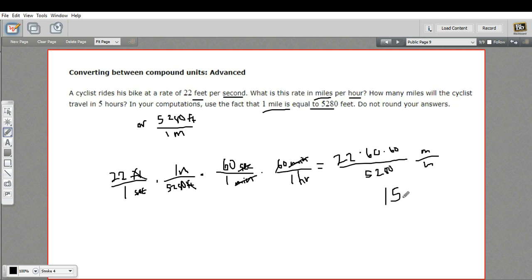So this cyclist is riding at 15 miles per hour, and that's an answer that makes sense. So that is some complicated work with converting between compound units.